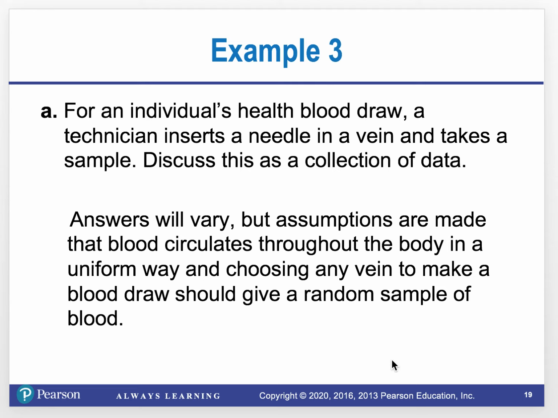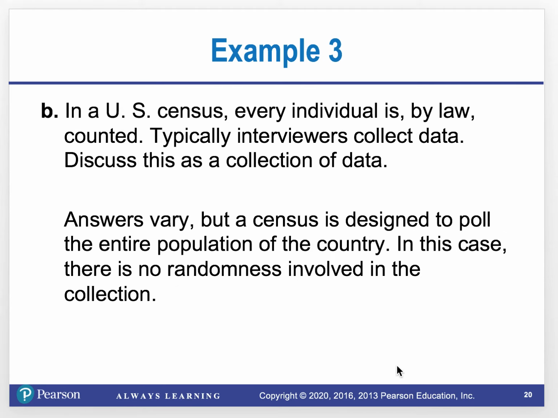Okay, answers will vary, it says, but assumptions are made that blood circulates throughout the body in a uniform way, and choosing any vein to make a blood draw should give a random sample of that person's blood.